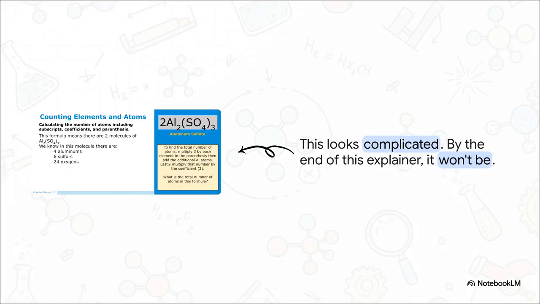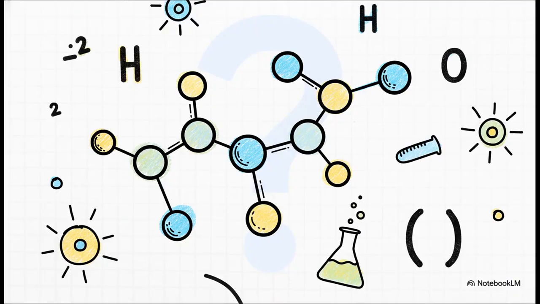So take a look at this. This is the formula for something called aluminum sulfate. Right now, it probably just looks like a crazy jumble of letters and numbers, right? Like some kind of secret code. But I promise you, by the time we're done here, you're going to be able to crack this thing like a pro. So, you with me? Let's jump in and get started on this code-breaking journey.